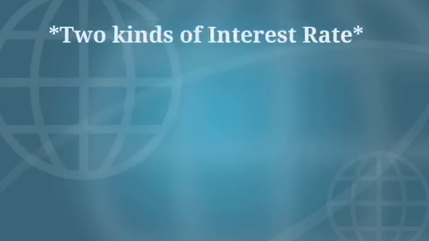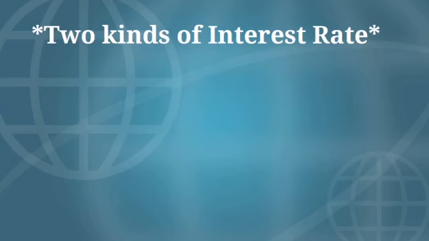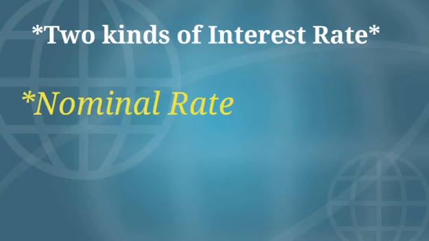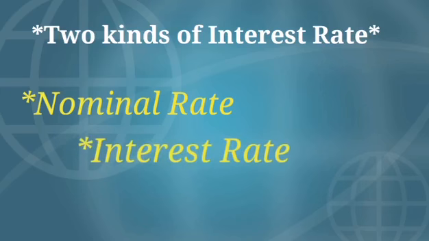The two kinds of interest rate are the nominal rate and the effective rate. The nominal rate is the coupon or the stated rate. This is the actual amount of interest paid by the bond issuer, or the rate of interest without adjustment for inflation or for the full effect of compounding. The effective rate is the yield or market rate.